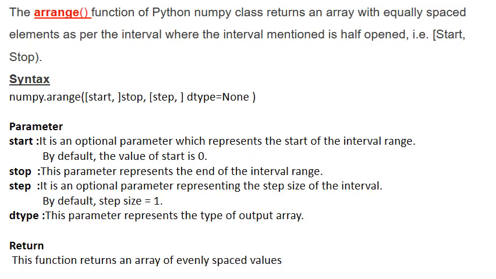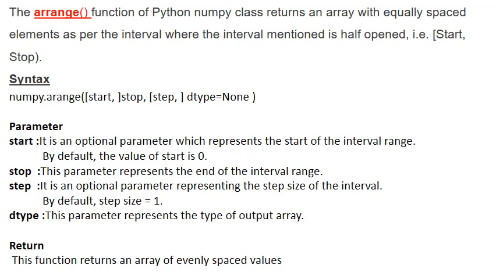Now we can discuss the arguments or parameters one by one. First one is start. It is an optional parameter which represents the start of the interval value. By default, the value of start is 0. Next one is stop. This parameter represents the end of the interval range. Next one is step. It is an optional parameter representing the step size of the interval. By default, the step size is 1.